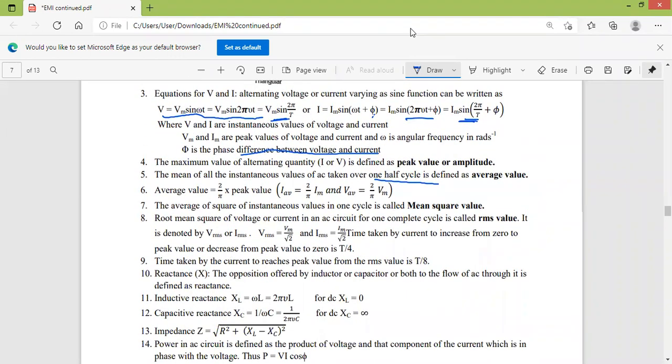The relation between average value and peak value is: average value is equal to 2 by π into peak value. That is, I average is equal to 2 by π into Im, or V average is equal to 2 by π into Vm.